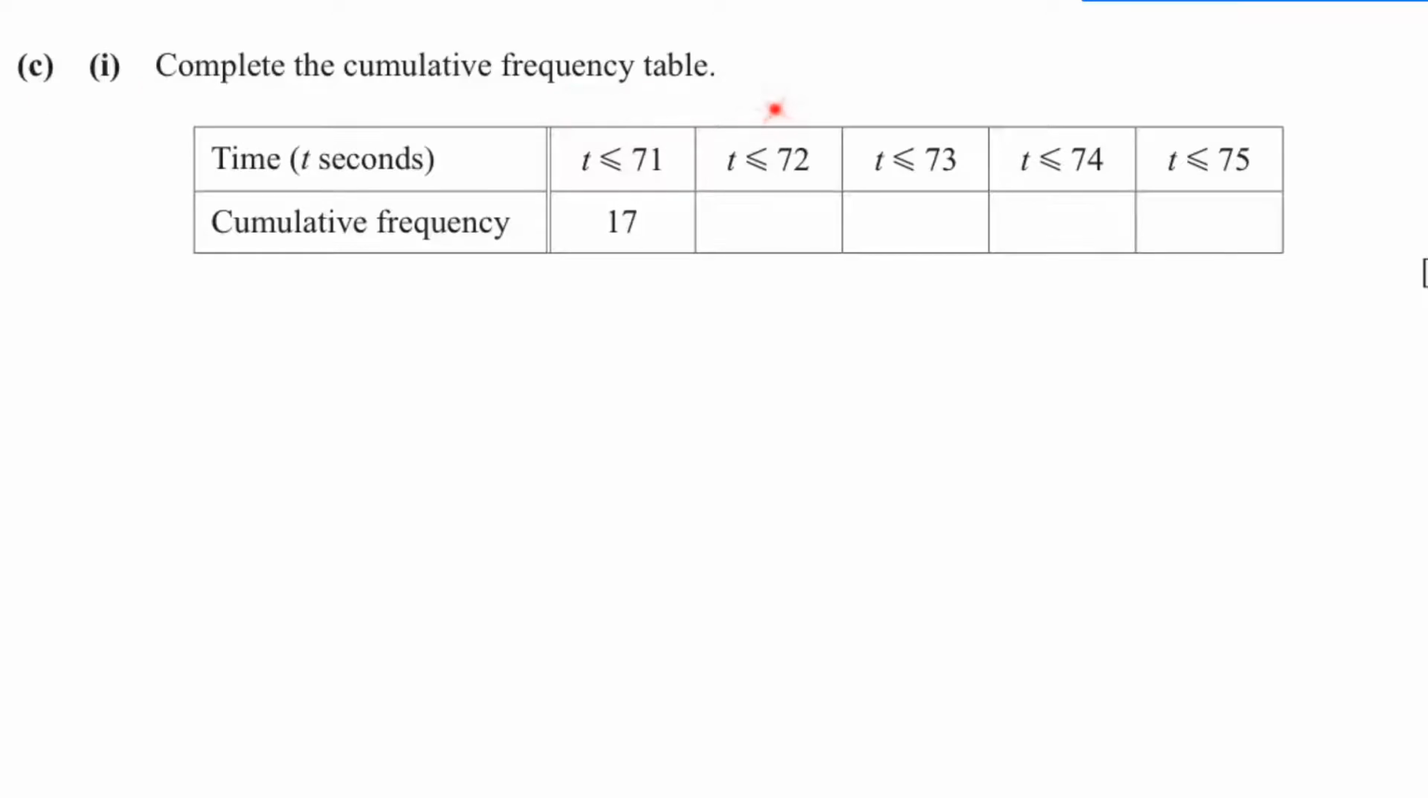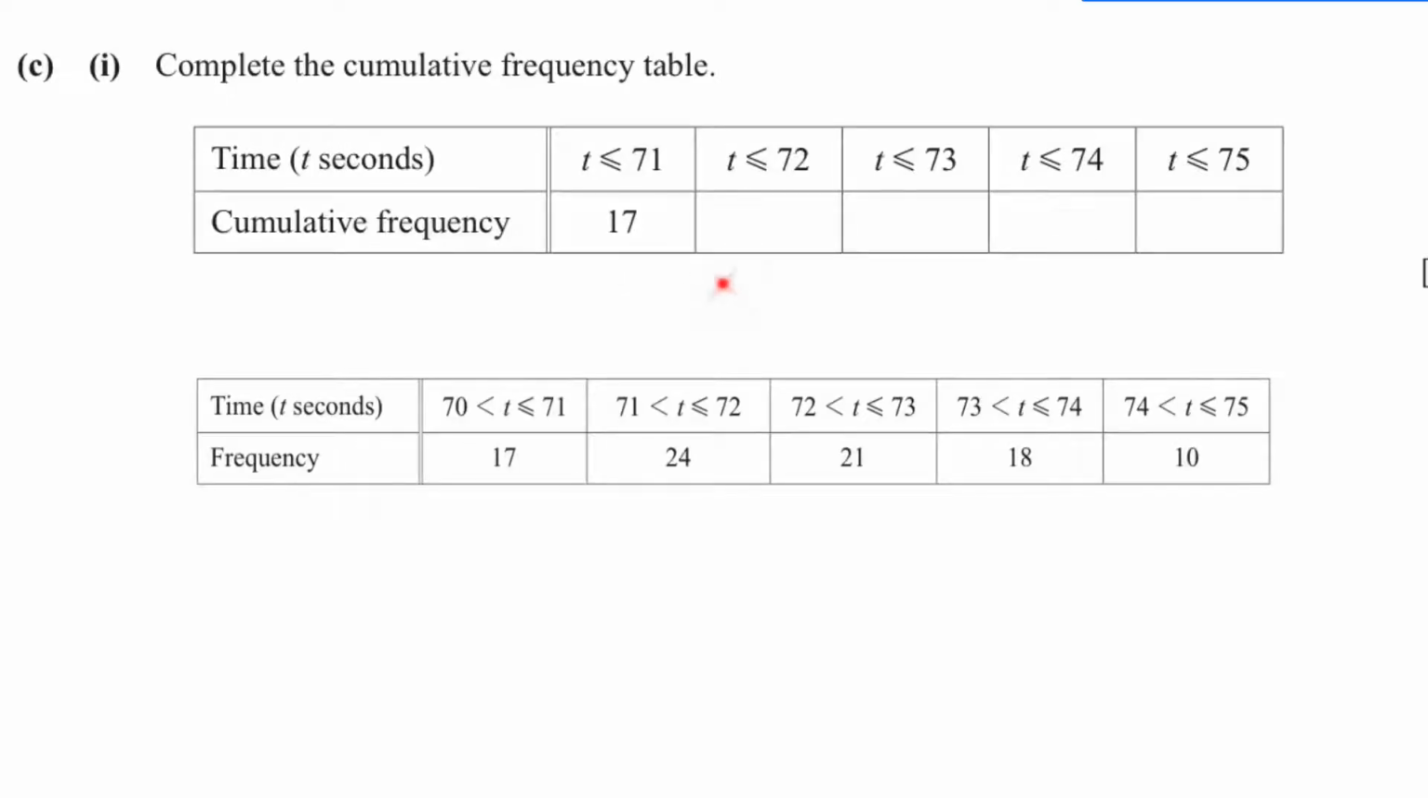C1, complete the cumulative frequency table. To complete the cumulative frequency table, we have to see the table which was given to us. To find the next value, we will add these two numbers together, 17 plus 24, and that will give us 41. That's what we write here. Then 41 plus 21, that will be 62. 62 plus 18 is going to give us 80, and 80 plus 10, 90. So this is our cumulative frequency table.